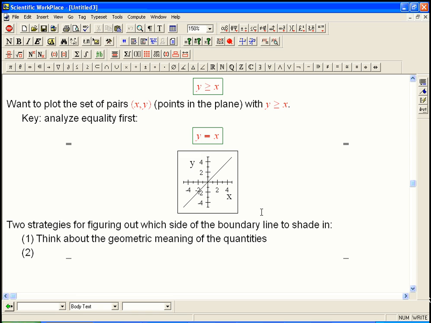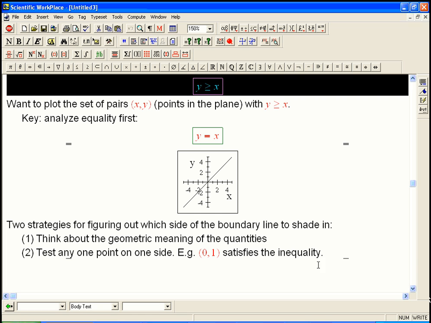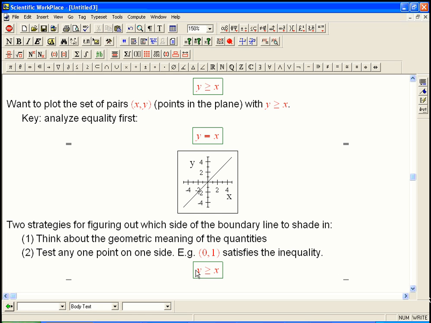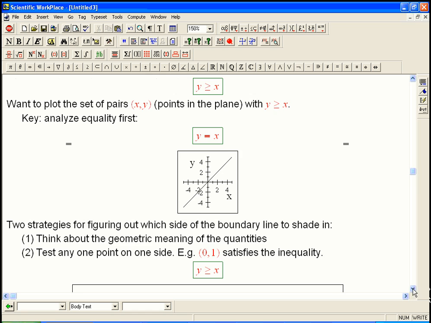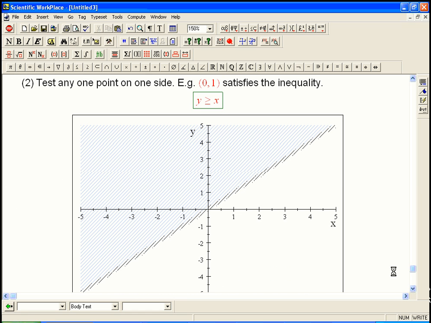And another way that always works is just test any one point on one side. E.g., in this case, the point 1, 0 or 0, 1 satisfies the inequality. And so we're going to shade in the top side. In fact, this computer program actually will do that for us. And so here's the result. Compute, plot, inequality. And it doesn't give an amazingly good result, but there it is.